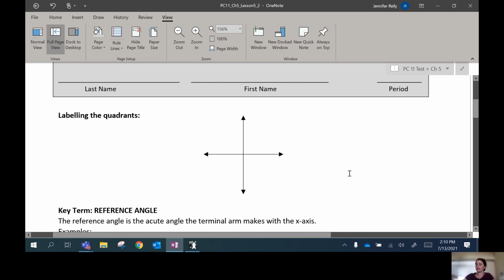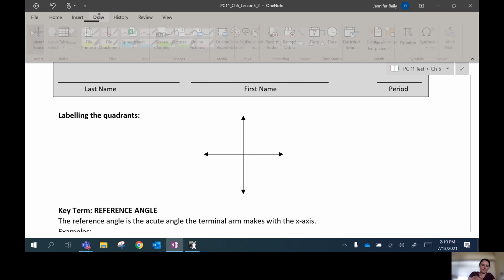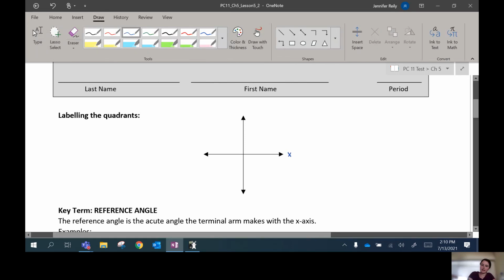First thing we're going to do, since we're working with all 4 quadrants today, is talk about how we label our quadrants. So just as a quick reminder, this is the coordinate grid. This is the x-axis. This is the y-axis. And when we draw an angle in standard position, we consider the positive x-axis to be 0 degrees. And then we calculate our angle based on how far away we are from that 0 degree line.